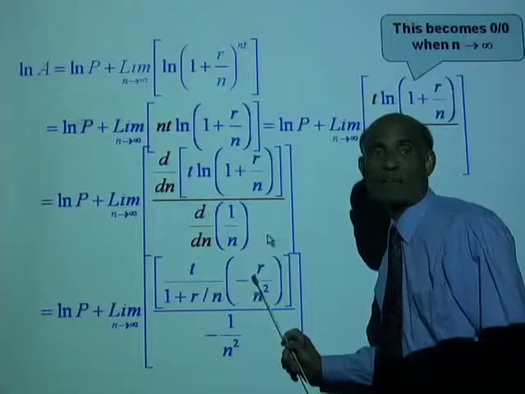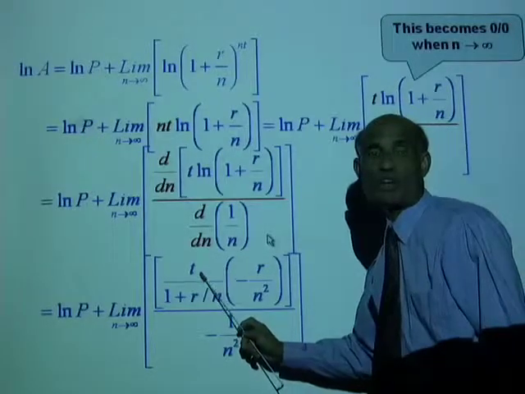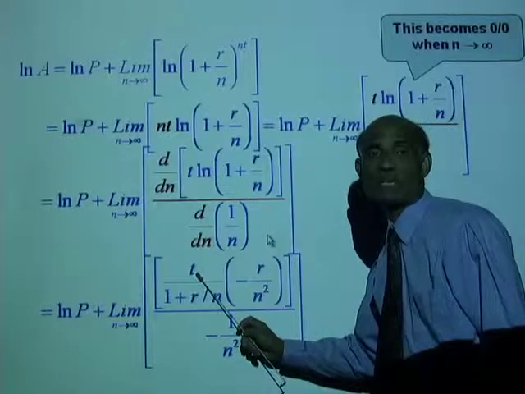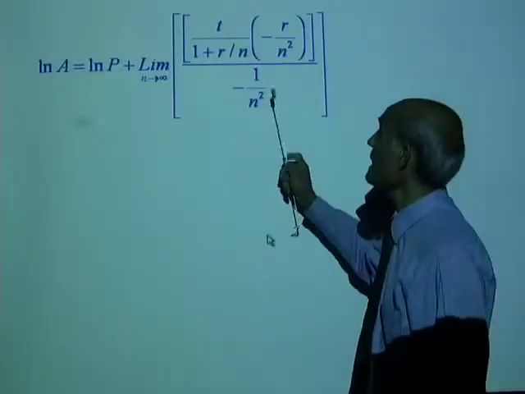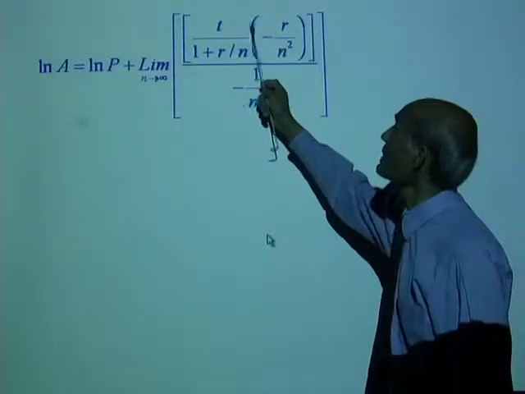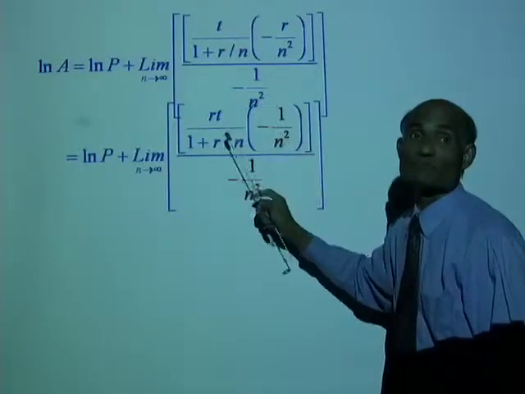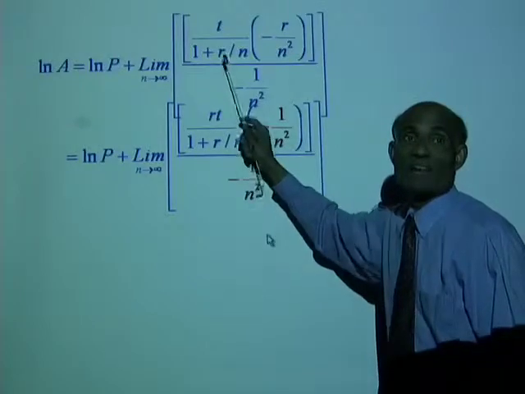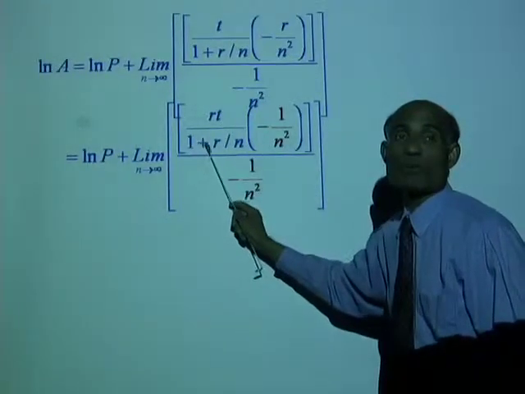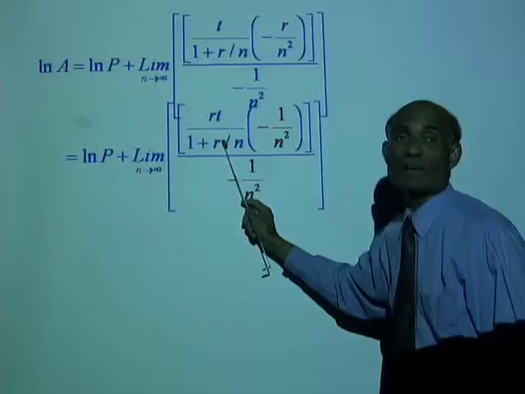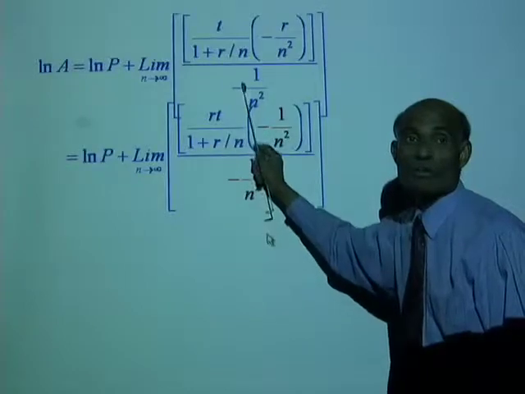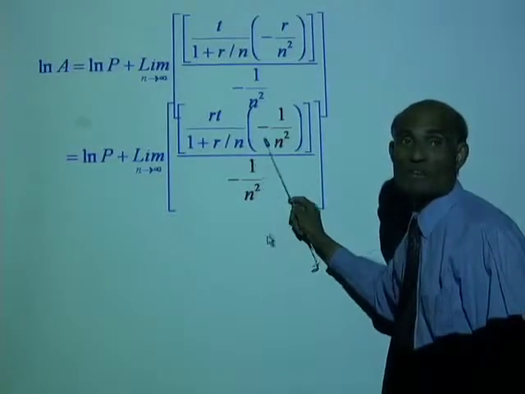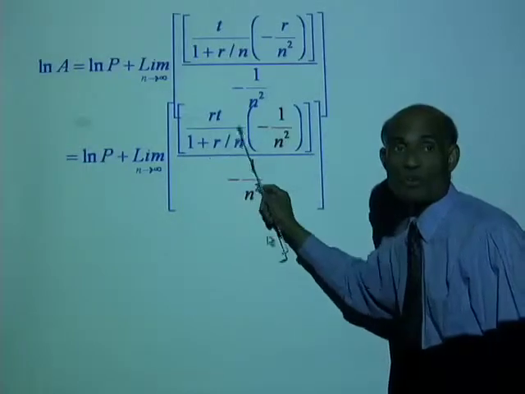And if you notice there, this r can go and join here as r times t, and negative 1 over n squared and negative 1 over n squared can cancel. Alright, let's try it again. As I said, that r can go and join there. There you go. So you get rt over 1 plus r over n, multiplied by negative 1 over n squared over that negative 1 over n squared. That will cancel, leaving us with this quantity.